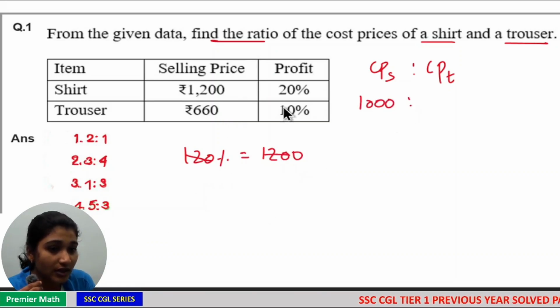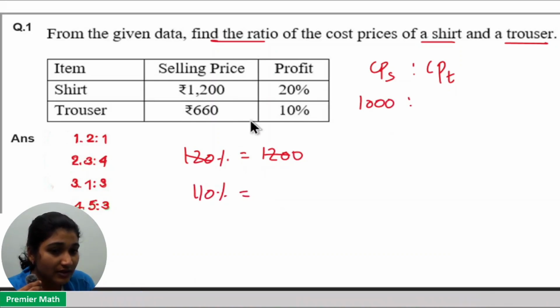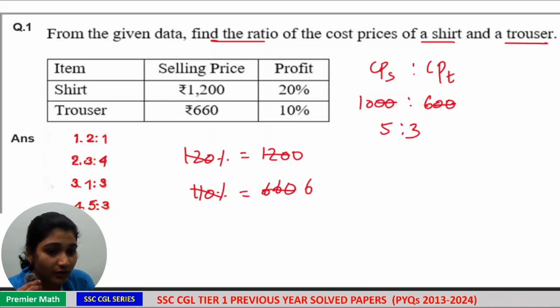of shirt. Same way here profit is 10% means 110%. 110% is the sell price, which is given as 660. 110 goes 6 times in 660. 1% is 6 means 100% is 600. Now take the ratio. 10 is to 6 means 5 is to 3. Option 4 is your answer.